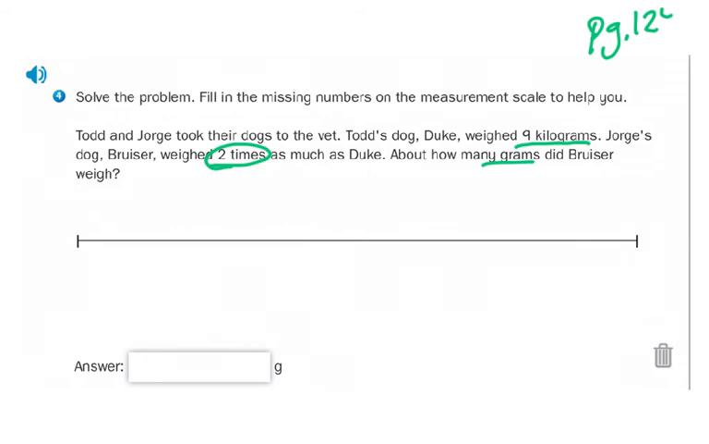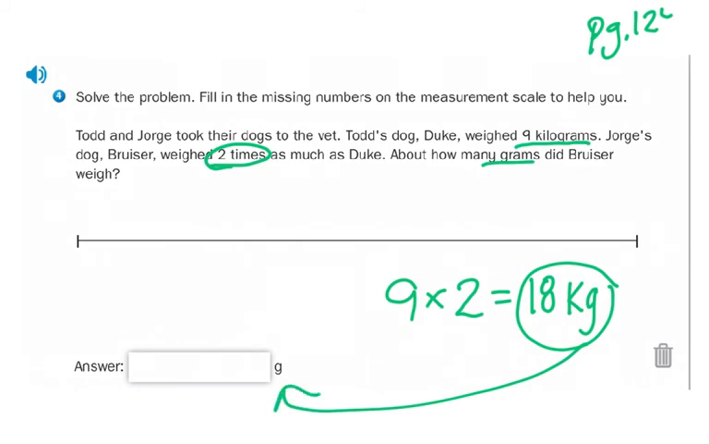So a couple of things here. Remember, again, we're converting from kilograms to grams, and we're figuring out how much Bruiser's dog weighed. So if we take Duke, we know that Bruiser was 2 times the weight of Duke. So 2 times 9 would be 18 kilograms. But we need our answer in grams, so we have to multiply by, you're right, 1,000. The answer would be 18,000.